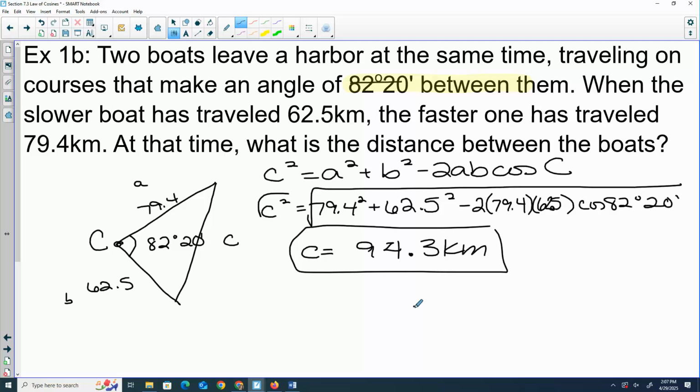And I got 94.3 kilometers. Any questions about using those? Okay. We'll pick up with some more tomorrow.